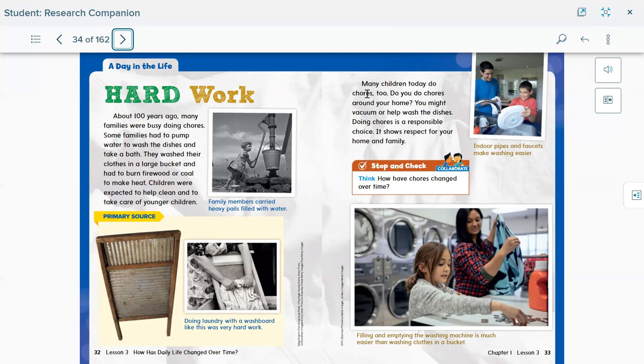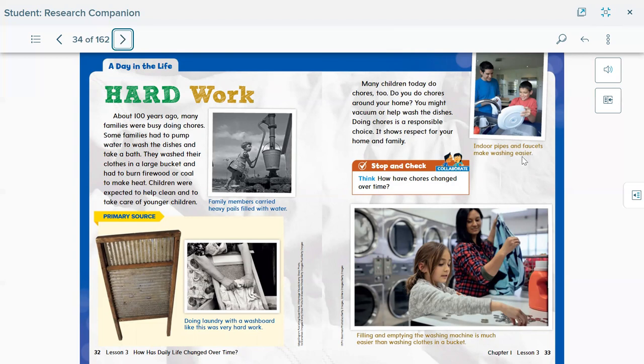Nowadays, let's see what children can do. Many children today do chores too. Do you do chores around your home? You might be vacuuming or cleaning up your room, washing the dishes or emptying the dishwasher, or even helping mom or dad write the shopping list. It shows respect for your home and family.